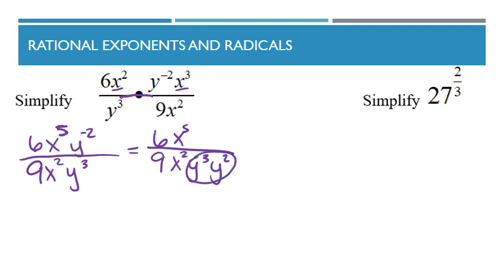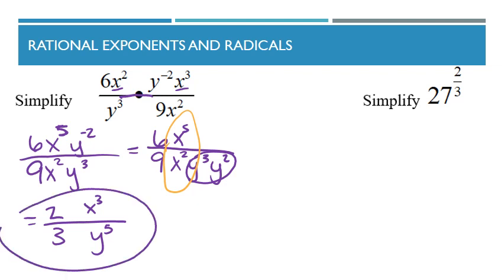So next step, I'm going to reduce the 6 and the 9. I've got y to the 5th on bottom. Then if I look, I can take care of those x's as well. I have x to the 5th over x squared, so x cubed. So when you divide like bases, you subtract the exponents. So that would be my simplified fraction.